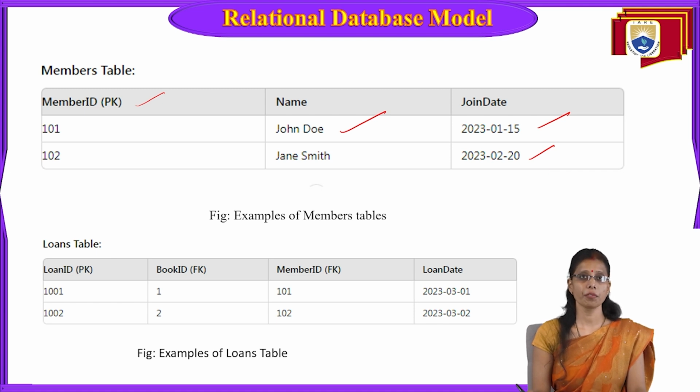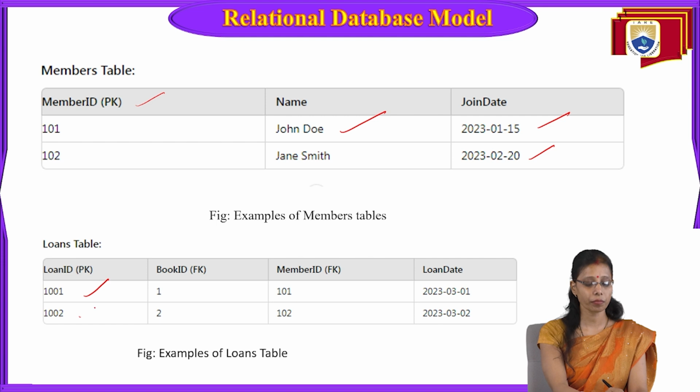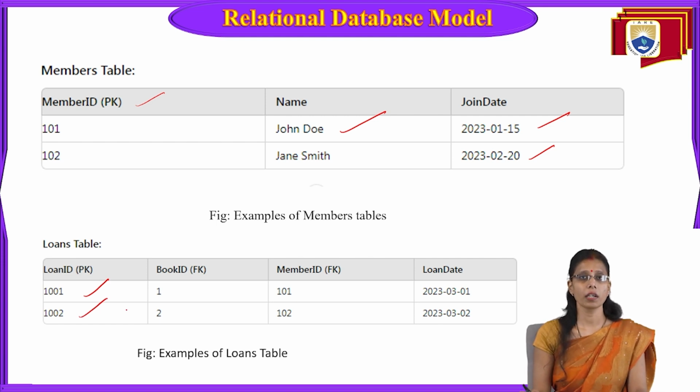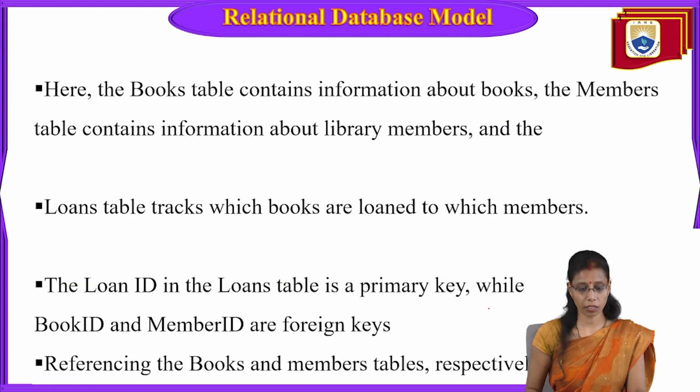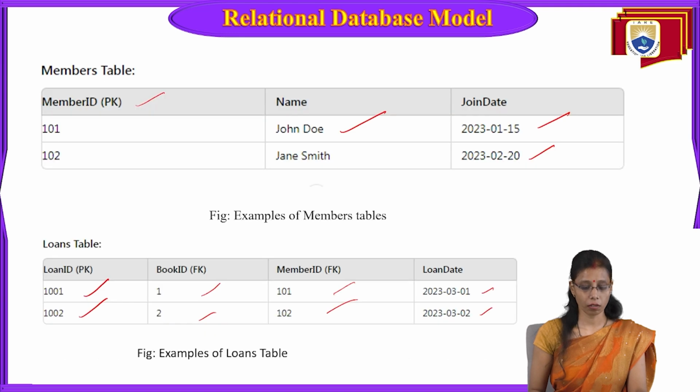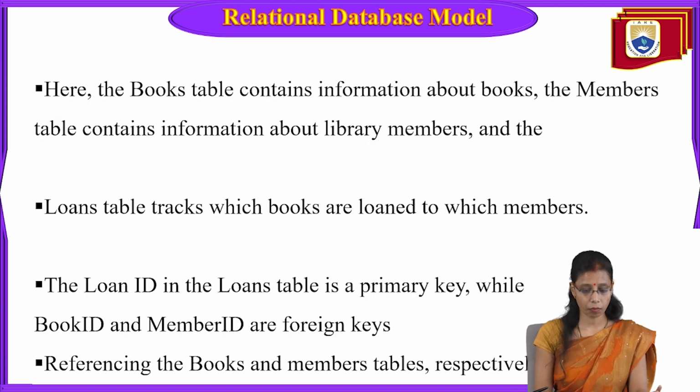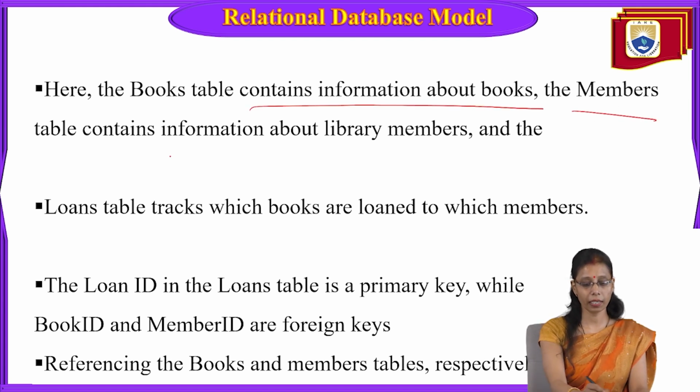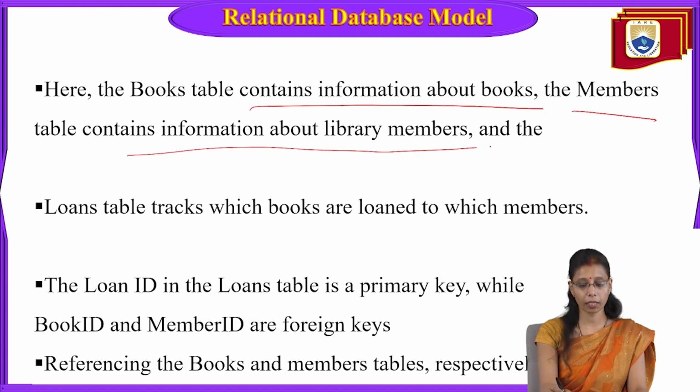And the loans table, if you see in this example, it will show you the loan ID, the book ID as a foreign key, ID 1, 2, and the member ID also, and the loan date. These are a few examples you can go through in this relational database model. Now here the books table contains the information about books, and the members table contains the information about the library members.